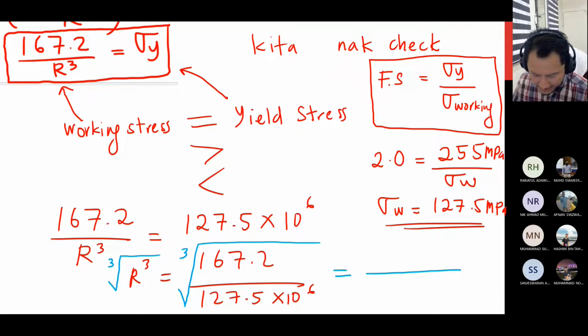Your calculator has a square root of cubic square root. 167.2 divided by 127.5, exponent 6. Did you get the answer? How much?